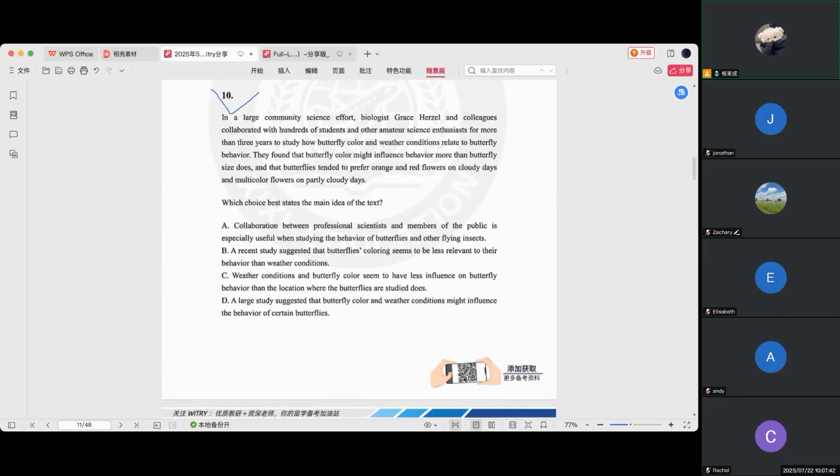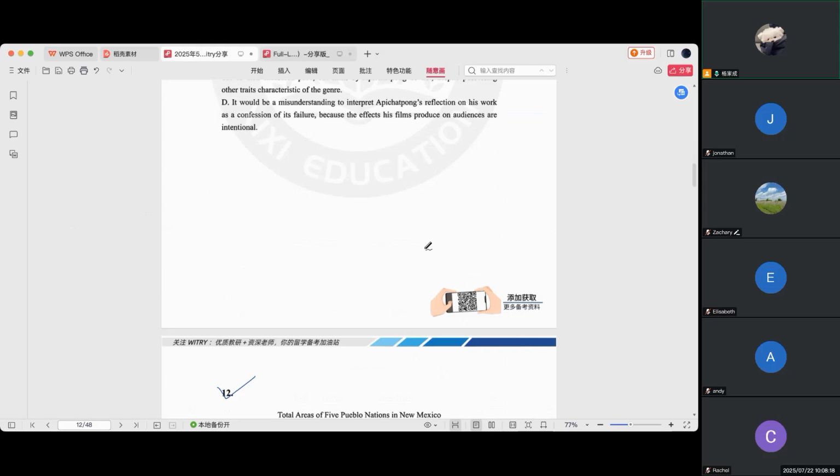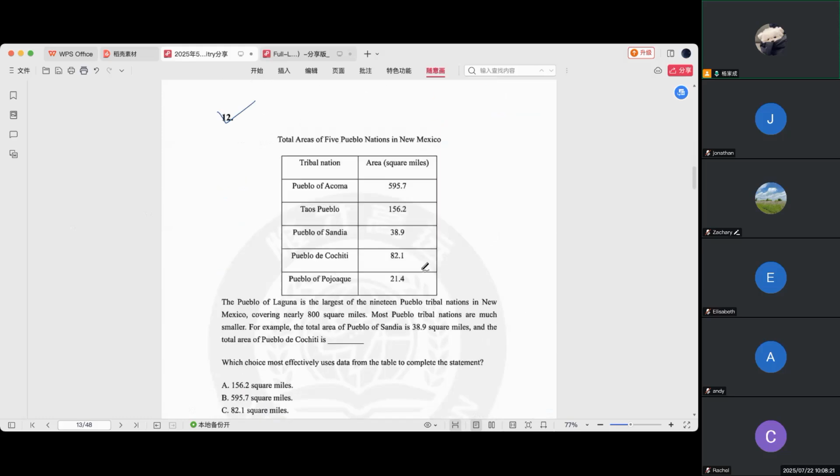Okay, for number 10, I'm very glad most of you guys got it right. Yeah, the main idea here is that the butterfly color might influence the behavior. And I think it also mentions the weather condition. You see, on cloudy days and partly cloudy days, their behavior is also going to be different. So that's why option D, a large study suggests that butterfly color and weather condition might influence the behavior of certain butterflies, would be the right answer. Okay, just evidence-based. If you find the evidence, then it's going to be right.